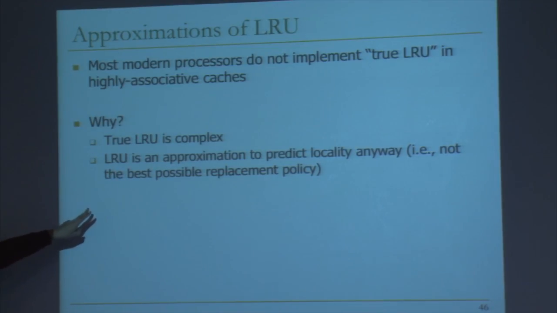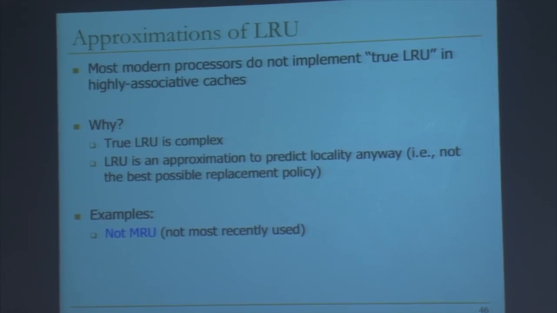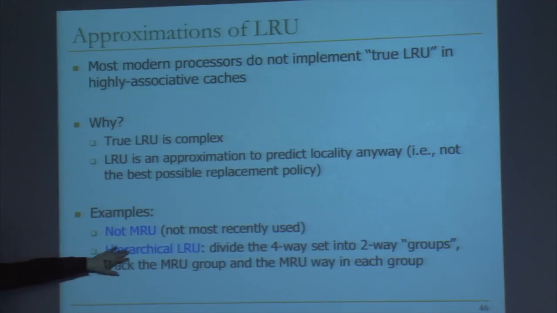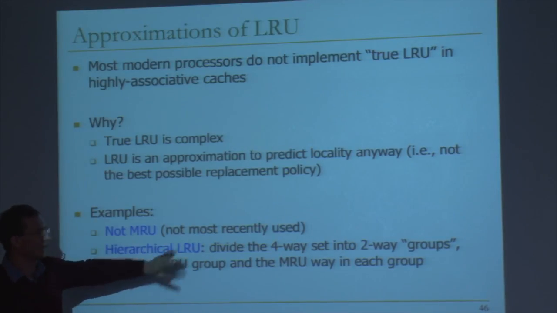There are two reasons, actually. One is that true LRU is complex, and the second is, why bother anyway if this is not the best policy for all access patterns, right? It's really an approximation to predict locality, right? It's not necessarily the best possible replacement policy. We'll come back to that in the next lecture, I believe. But some examples: not MRU is a very simple approximation to LRU, right? Not most recently used. Don't evict the most recently used, but you can evict anything else in a random way. Hierarchical LRU, which I'll briefly talk about. I'll not go into detail. You can study this. But you can divide, it doesn't need to be four-way. With four-way, you cannot see the example really well.